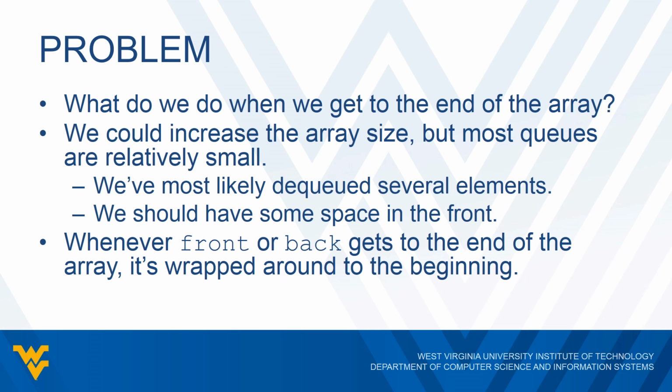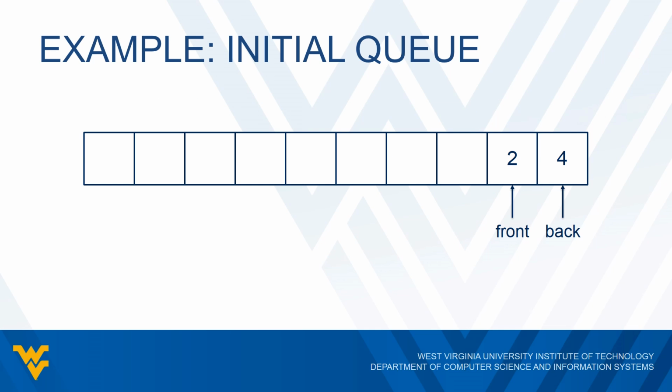So what we can do is whenever our front or back variables get to the end of the array, we'll wrap them around to the beginning. And this is what we call a circular array, where we go to the end of the array and then we'll just go back to the beginning. Let's do an example of enqueuing and dequeuing some elements just to see what happens with our queue.